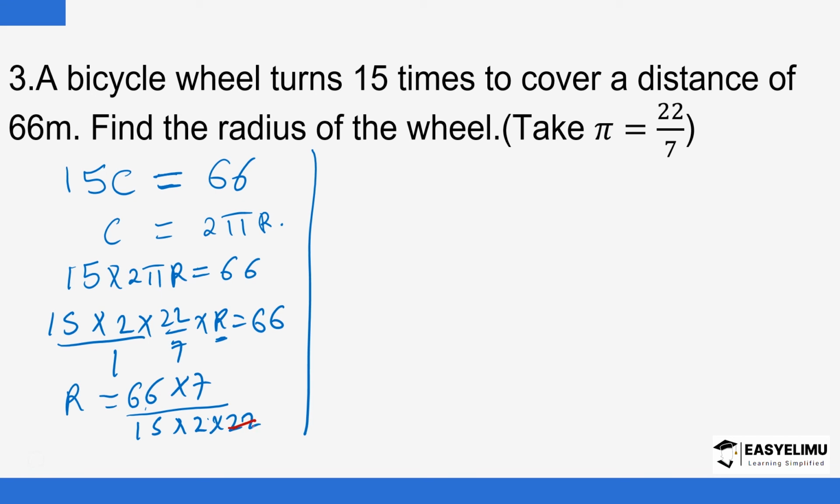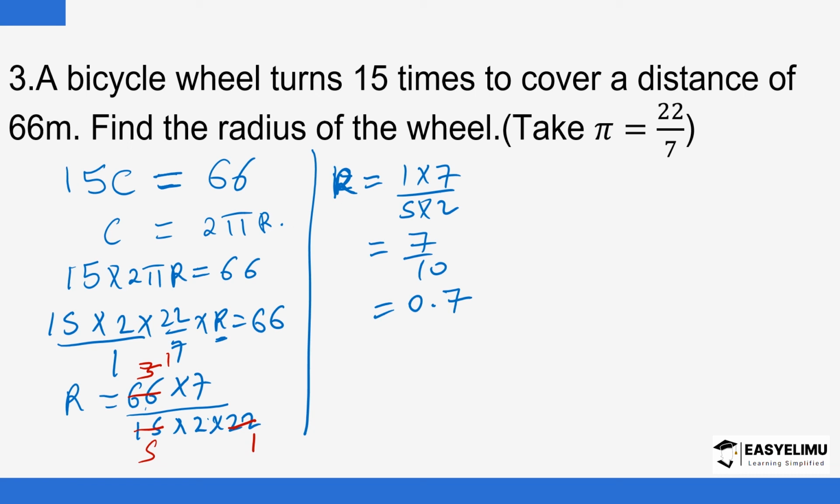So 22 goes here once, 22 goes there 3 times. Then 3 here once, 3 here 5 times. And so what I have now is 1 times 7. So this is r. It is equal to 1 times 7 over 5 times 2. So what we'll get is 7 over 10, which is equal to 0.7, and the units are meters. So you have 0.7 meters or 70 centimeters.